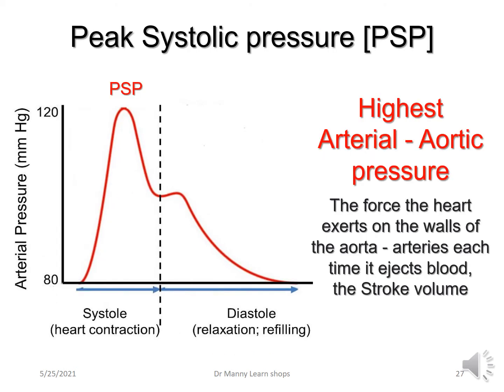Then you've got the peak systolic pressure. Now the peak systolic pressure is the top of the waveform, and this is the highest arterial, really aortic pressure in the system. And essentially it's the force that the heart has to exert on the walls of the aorta, arteries, each time it ejects blood from itself, the left ventricle. And this is the stroke volume. The stroke volume is the amount of blood that is being ejected with every heartbeat, every contraction.